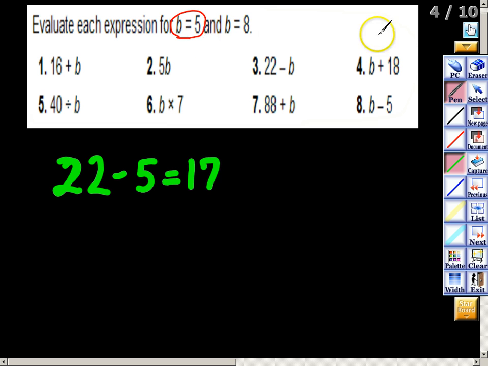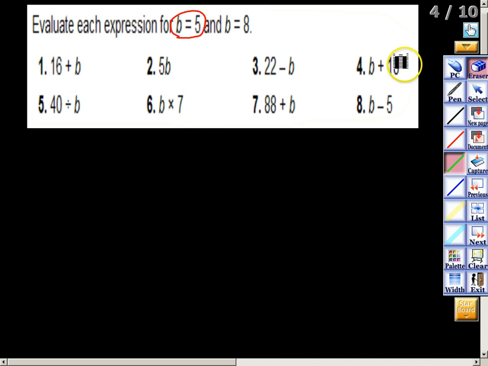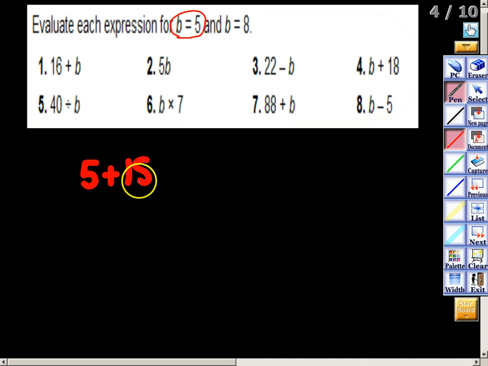We'll take a look at one more, then I'll have you do a couple by yourself. Let's take a look at number 4. We have b plus 18. So we know that the value of that variable b is 5. So we're just going to plug in 5 for that variable again. 5 plus 18. And we know that 5 plus 18 is 23.